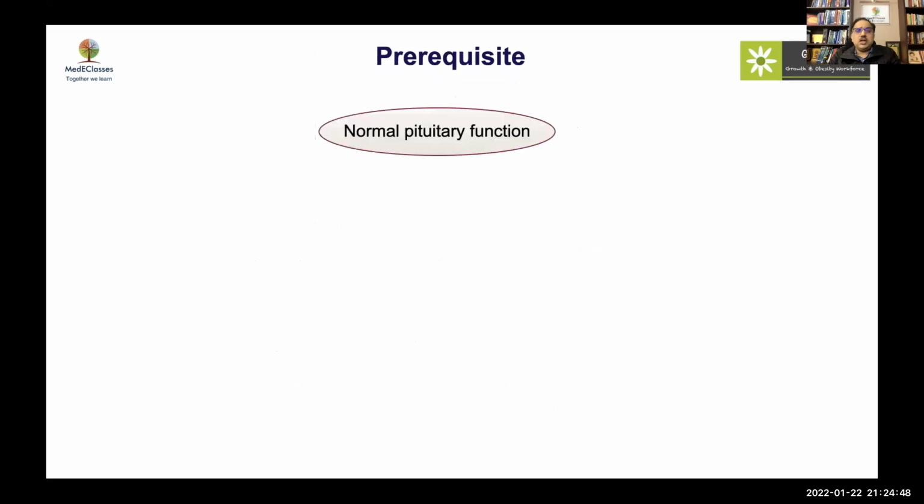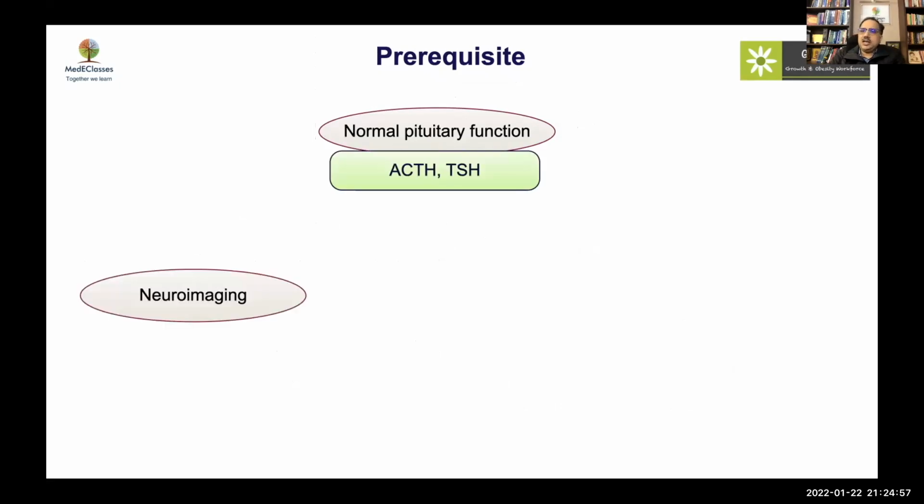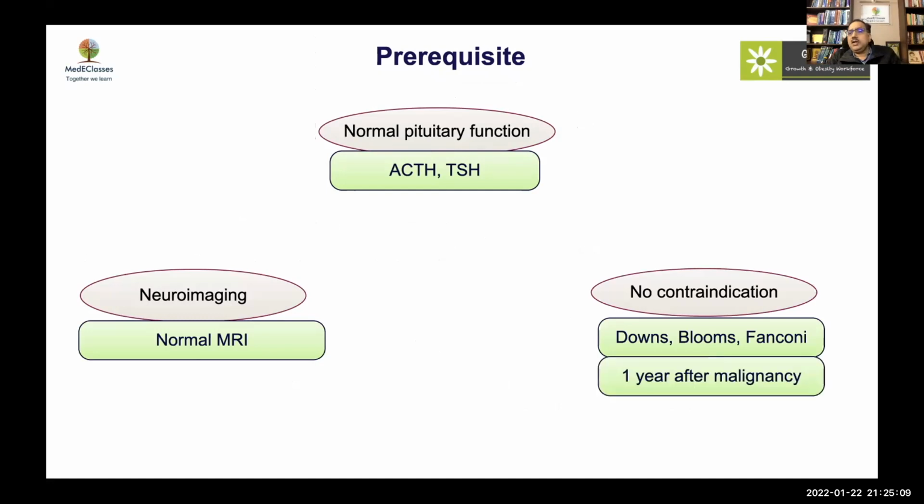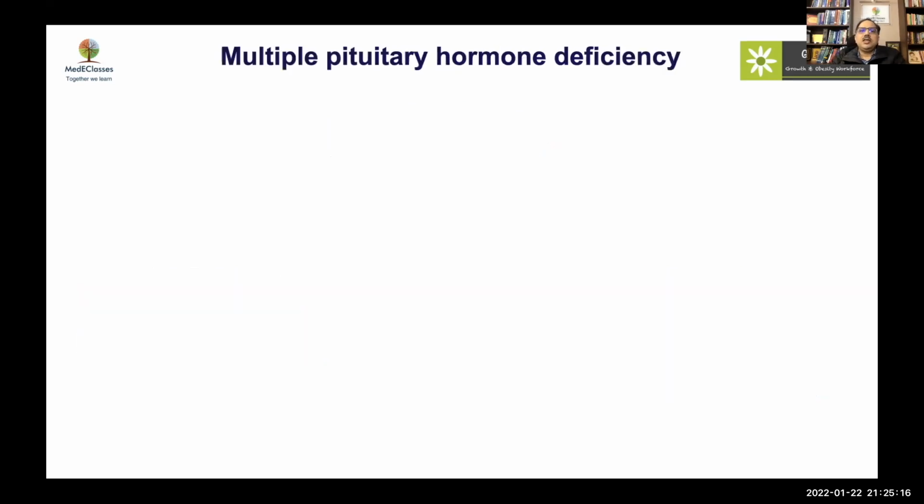Now, before you start growth hormone, ensure that other pituitary function is checked, and by that I mean mainly cortisol deficiency and hypothyroidism are excluded, because they can cause a problem. Neuroimaging is essential because you may have a CNS pathology and you don't want to miss it. And there should be no contraindications like Down, Bloom, or Fanconi syndrome, or a recent malignancy, which is relevant within 1 to 2 years. We used 2, but now the guidelines say 1 year is also good enough.